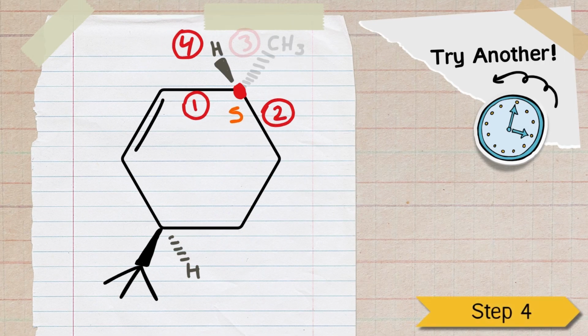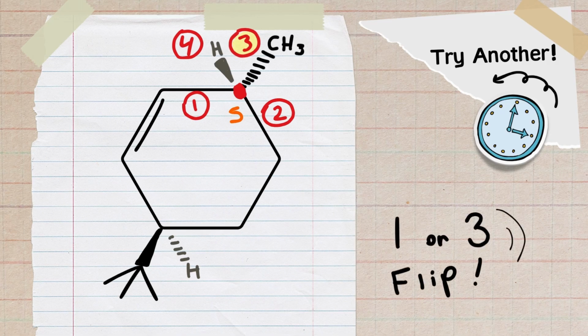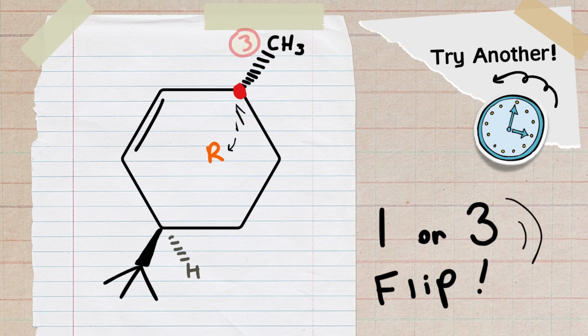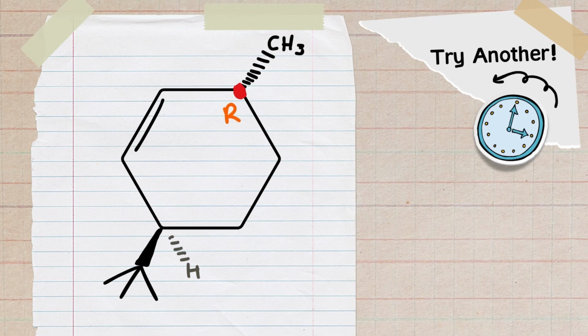Alright, are we done? Nope, we've got that one last important step. Check that dash. If 1 or 3 is in the back there, we have to flip our answer. And look, that's rank number 3. So our S is actually an R. Awesome work there. Let's try the one below.